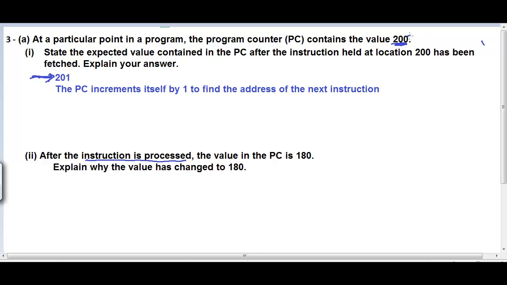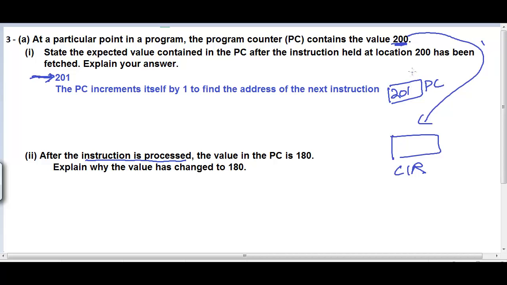After this instruction had been fetched into the CIR, the value of the program counter was incremented to 201, right? But then this instruction which was fetched from location 200 was executed, and the end result was that the program counter value changed from 201 to 180 as a consequence of executing the instruction held in the CIR. Why did this happen? This only happened because the instruction fetched from location 200 was a jump instruction, and the jump instruction must have held this address 180. So when this instruction was executed, the value in the program counter was updated.